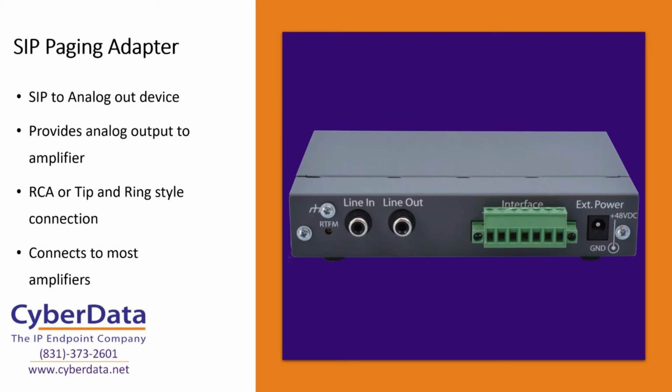But we've also got more of a tip and ring style connection, which you can use on that little green screw-down interface. It provides more of that older school option if you want to use screw-down terminals, or you have to use them depending on the particular amplifier. Every amplifier is going to be different in terms of how you connect to it. So with these two connection styles, your RCA connection or your tip and ring connection, this one box, the SIP paging adapter, can connect to most amplifiers out there.